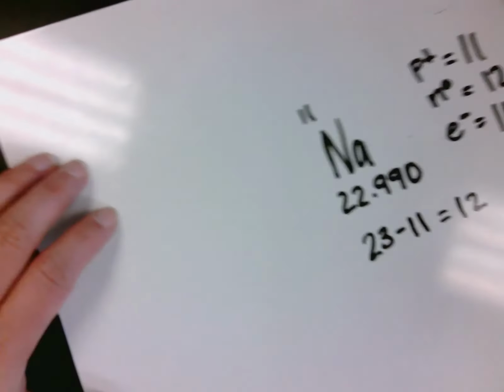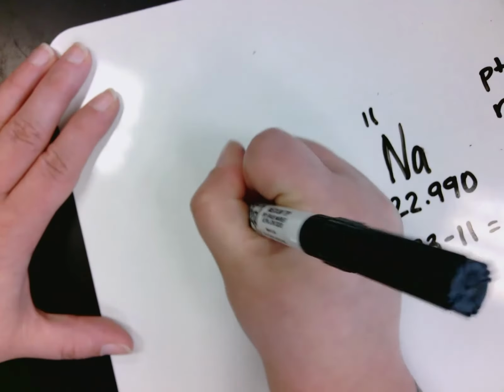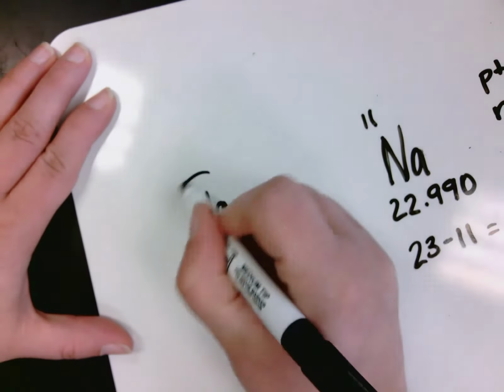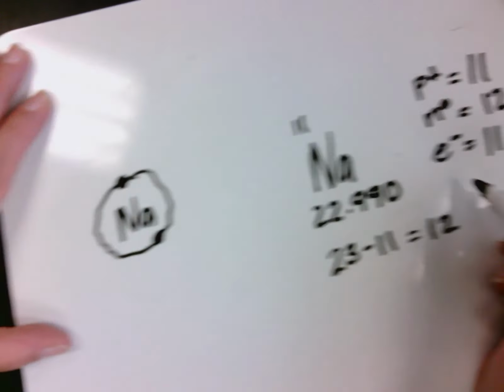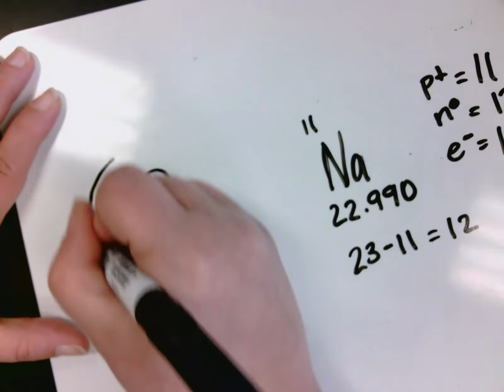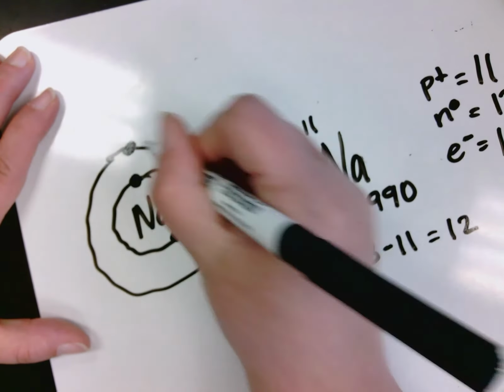Okay? I can draw a Bohr model of sodium. This is, again, the neutral state sodium. So on the first electron orbital, I can put 2. Sodium has 11, so I've got a lot more to place. I can put 8.